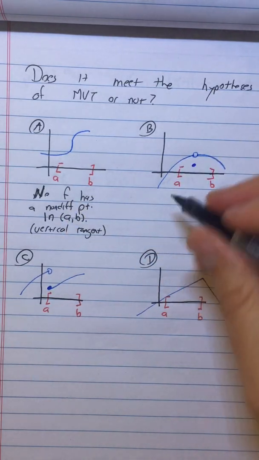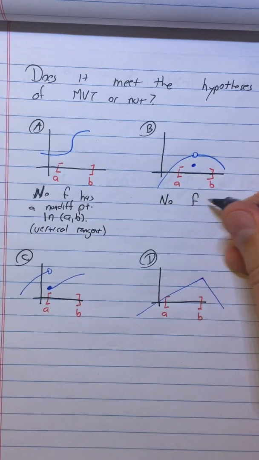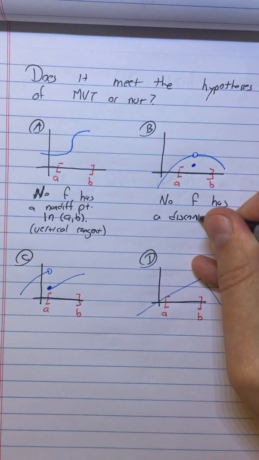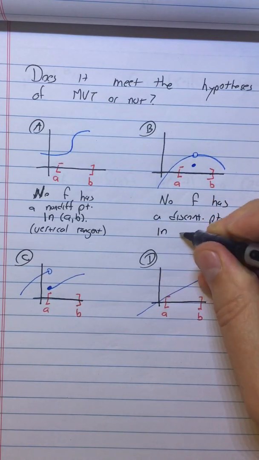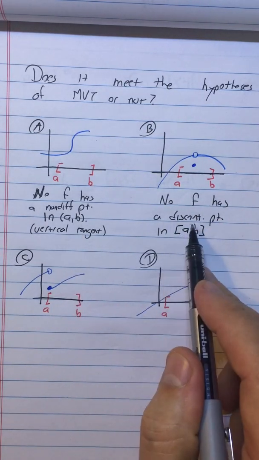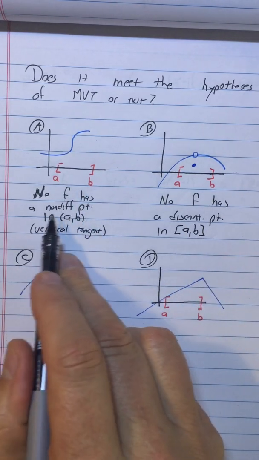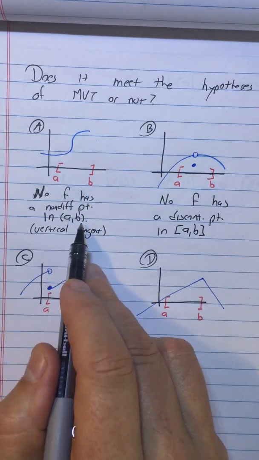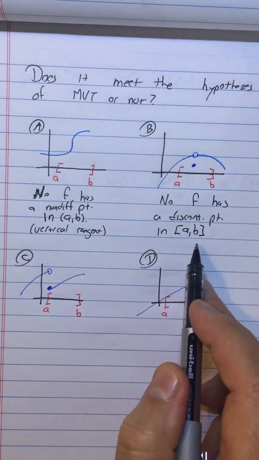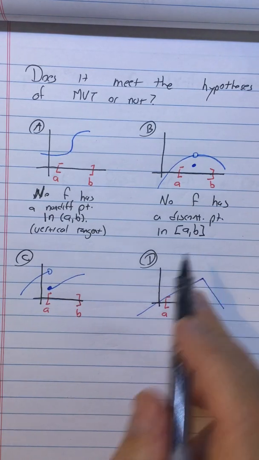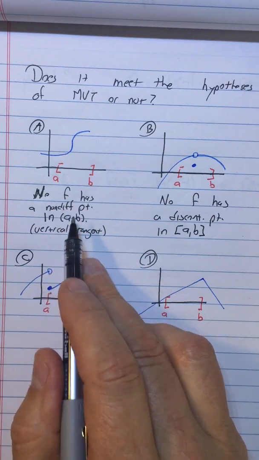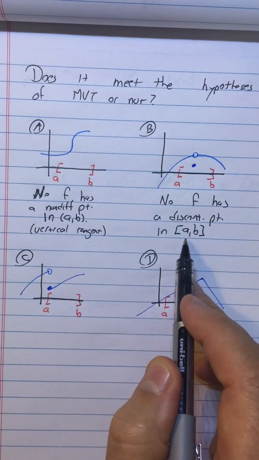How about this one? No, that should be an easy one because f has a discontinuous point in the closed interval AB. So notice how, even though it's also true that f is discontinuous in the open interval AB, and also true that f is non-differentiable in the closed interval AB, by writing a closed interval here and an open interval here and a closed interval here, I'm showing that I know that the criteria of the theorem are differentiable on the open interval, continuous on the closed interval.